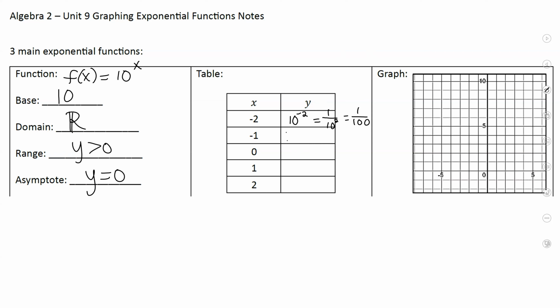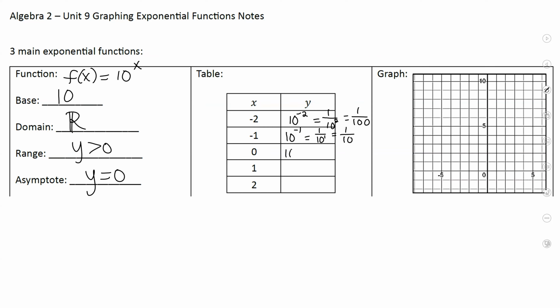Next one, 10 to the -1 power. How do we rewrite this? 1 over 10 to the first power, perfect. And what will the answer be? 1 over 10.